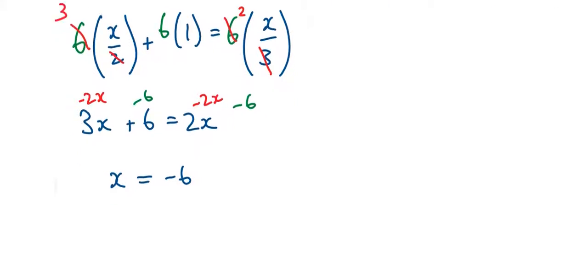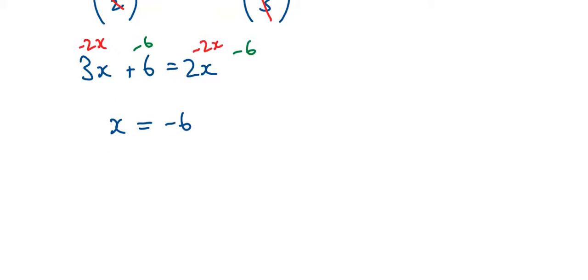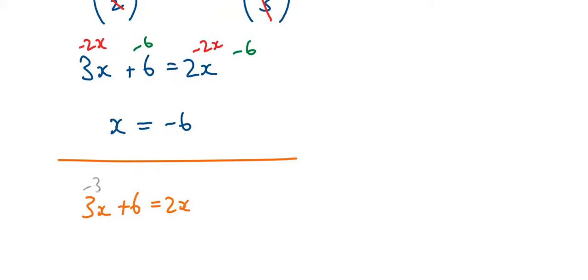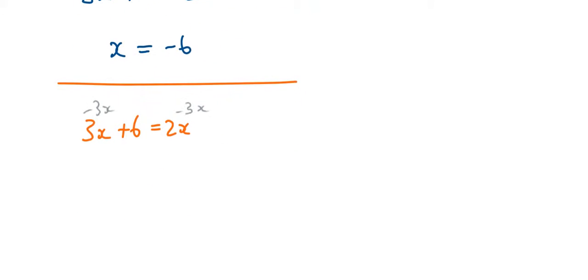Is that okay? What if I did it the other way? You don't have to write this down. Maybe it's better not to write down both, but it would look like this. I would have just moved the 3x, so minus 3x, minus 3x. And I would get 6.